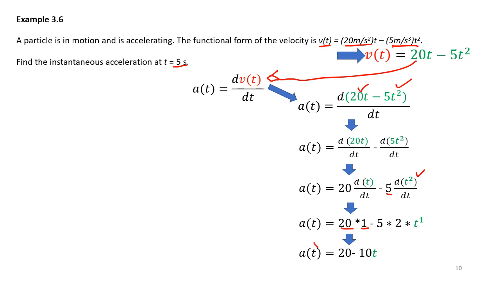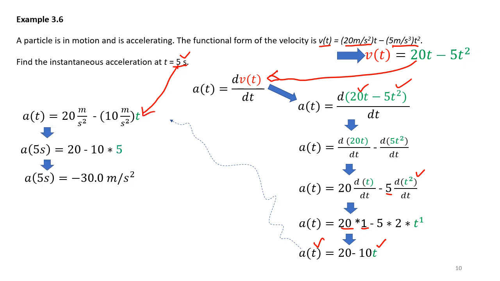So you see acceleration also depends on t. So that's why acceleration is a function of time. So if you want to find out what is the acceleration at time equals to 5 seconds, just substitute 5 here and you get minus 30 meter per second square.